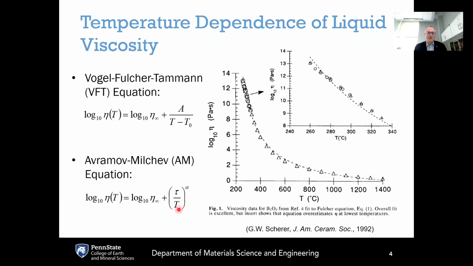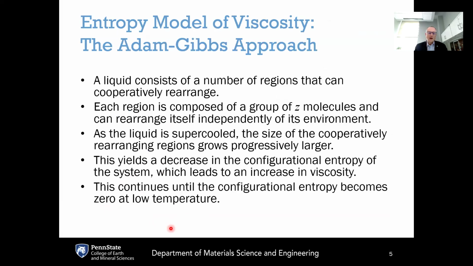And the nice thing about the Avramov-Milchev equation is that it only diverges in the limit of temperature going to absolute zero, meaning that the viscosity of the AM equation only approaches infinity in the limit of zero temperature, which is a physically realistic extrapolation. So the Avramov-Milchev equation is certainly an improvement over the Vogel-Fulcher-Tammann equation. Another equation that has a greater physical basis that I want to dive into in a bit more detail is the Adam-Gibbs equation for viscosity.